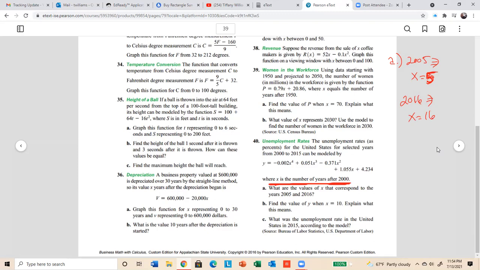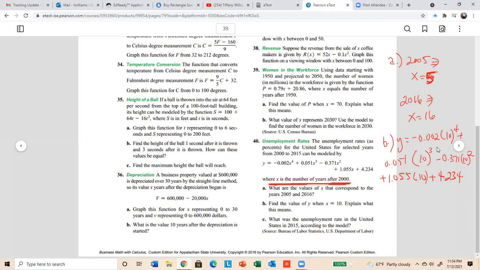So in part B, we're asked to find the value of y when x equals 10 and explain what that means. So in part B, to find the value at 10, I'm going to have y equals negative 0.002 times 10 to the fourth plus 0.051 times 10 to the third minus 0.371 times 10 squared plus 1.055 times 10 plus 4.234. So I want to figure out what that's going to be equal to after I plug 10 in.